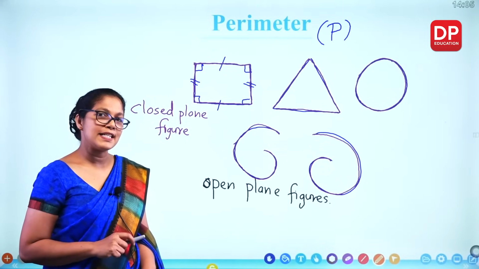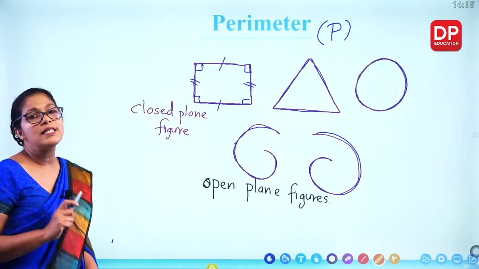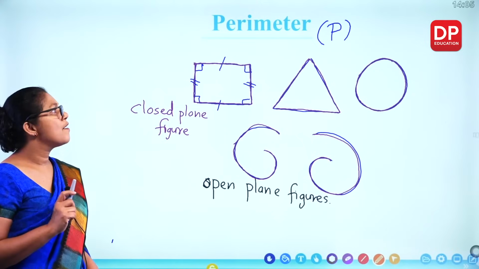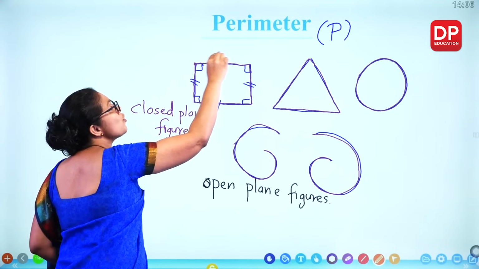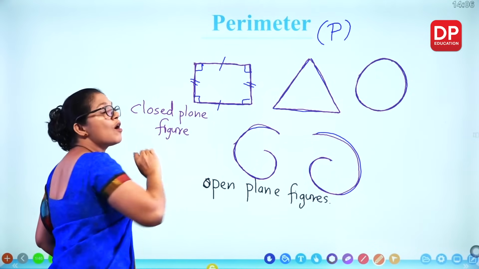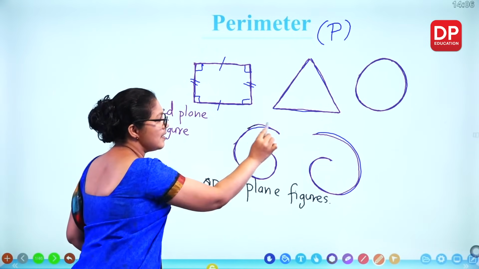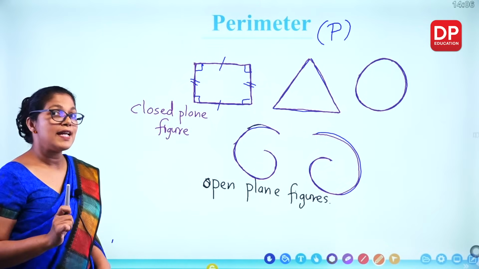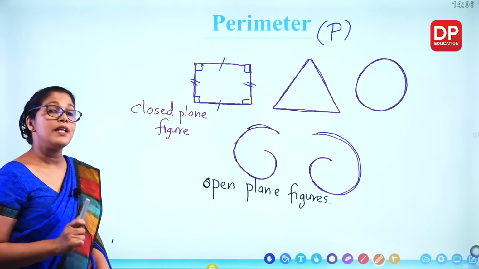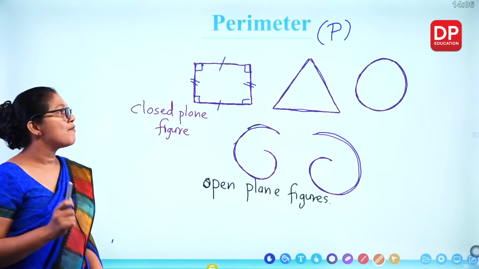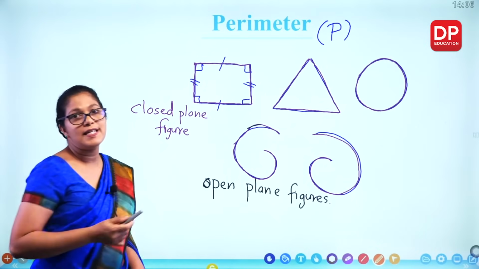So what is perimeter? Perimeter is defined as the total outer distance of a closed plane figure. So here this is a closed plane figure, and we find the total outer distance. Here in this one, we are not finding perimeter because this is an open plane figure. So in the grade 10 syllabus, we are finding perimeter of closed plane figures like this.